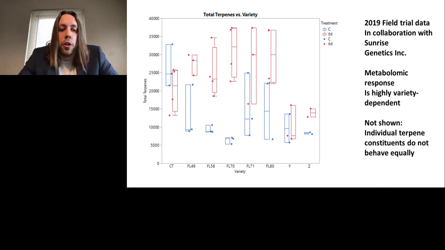This graph here shows that we did a field trial in collaboration with Sunrise Genetics, our hemp genomics company that we work very closely with. And more or less what we found is that metabolomic response to this first iteration of biochemicals we're creating is highly dependent on the plant variety. At the bottom here on the x-axis, you see all these FL varieties. Those are different First Light varieties from Sunrise.